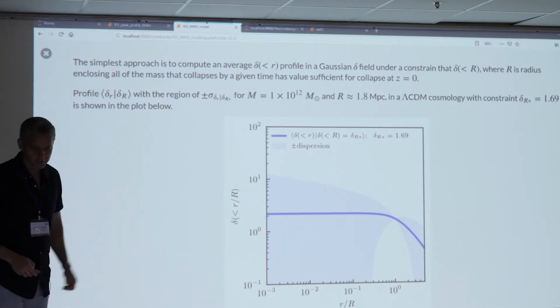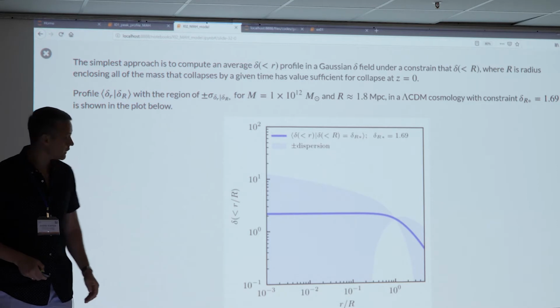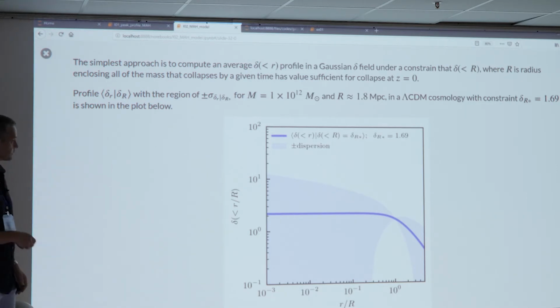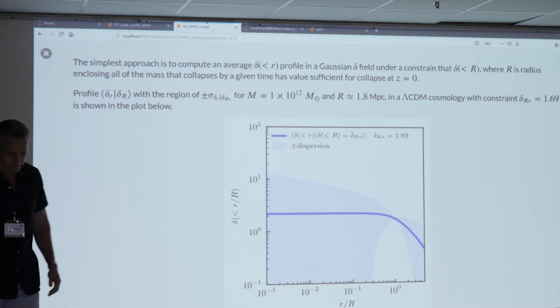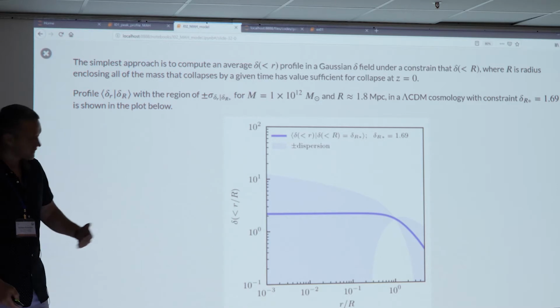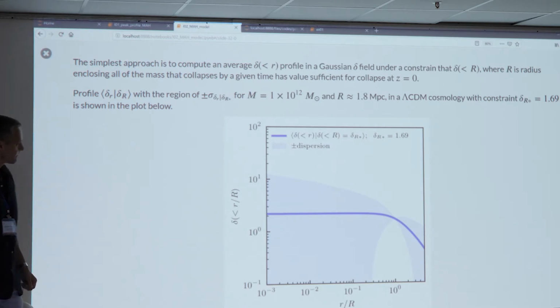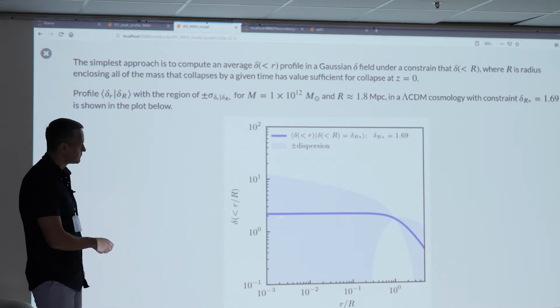So this is an example of such a calculation. The code to compute this profile you can find in this notebook, or in that background notebook, where it's actually duplicated. This is the result of a calculation of a mean density profile, so delta inside a given radius, under the condition that inside some other radius, which is 1 in these units, delta is some value, delta R star, which I set to 1.69, equal to the delta critical predicted by the spherical collapse model.